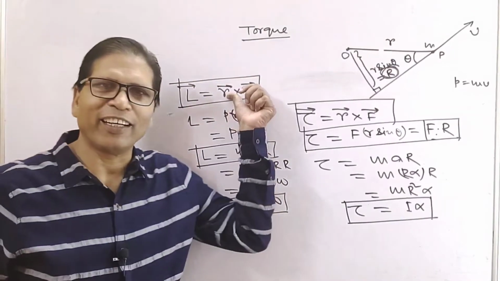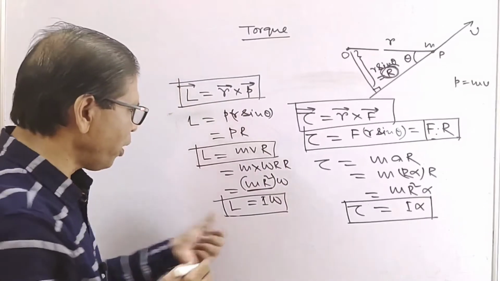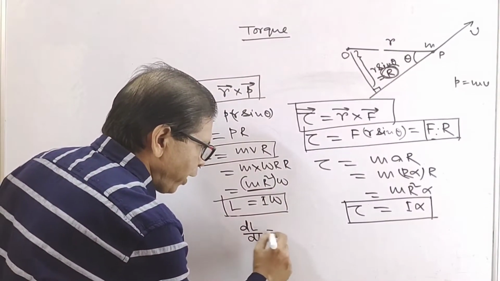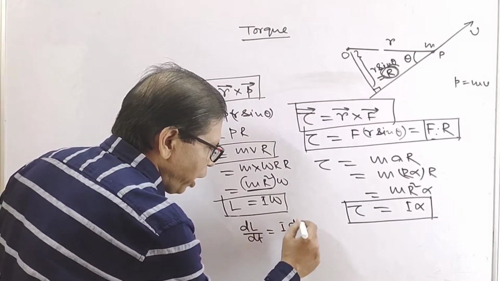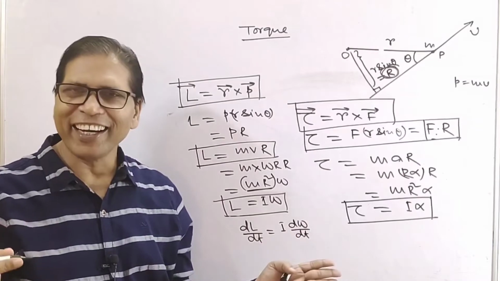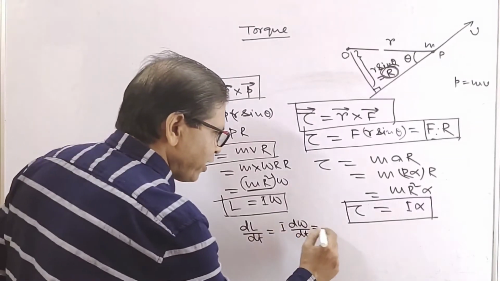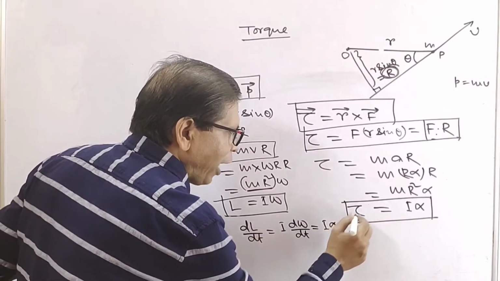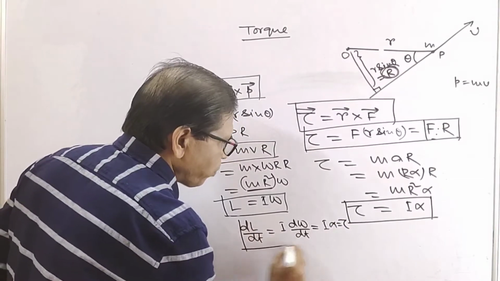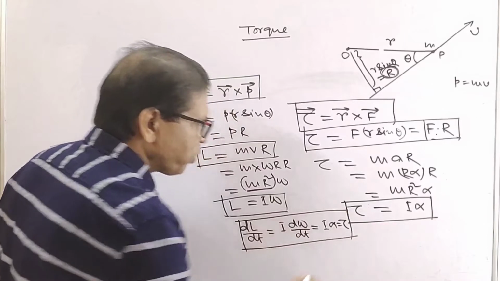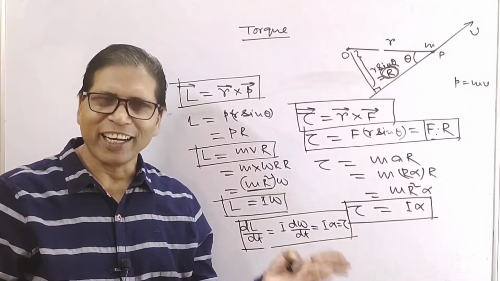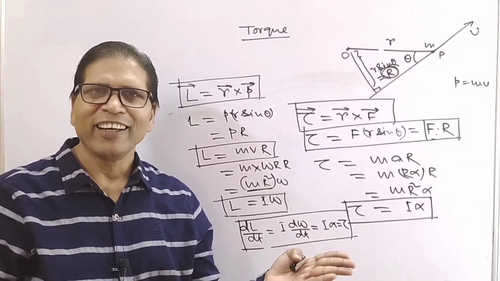Okay, now if we differentiate this, dL by dt, we get I d omega by dt. Now d omega by dt is the angular acceleration, so this is I alpha. Now I alpha is equal to torque tau. Therefore, the rate of change of angular momentum with respect to time is equal to torque.